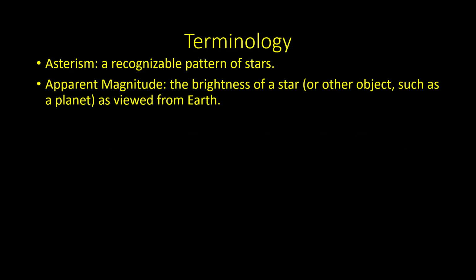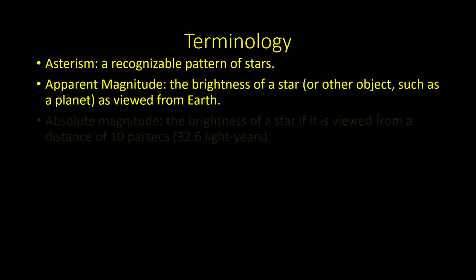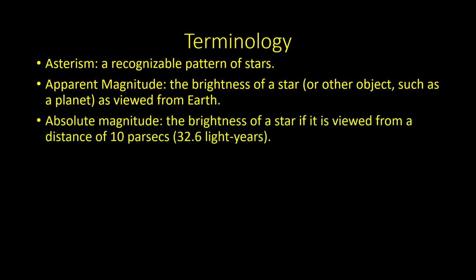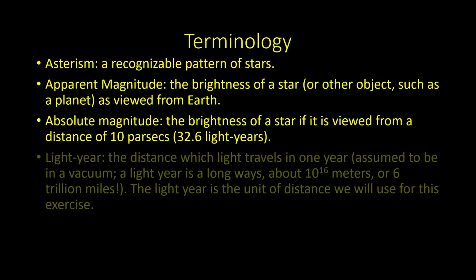Now we're going to consider a way to put all the stars on equal footing in some way. Apparent magnitude doesn't take into account the varying distances to the stars. We need another way to describe them, and the one we'll use first is called absolute magnitude. Somewhat arbitrarily, the absolute magnitude is chosen to be the brightness of a star if it is viewed from a distance of 10 parsecs, which happens to be 32.6 light years.